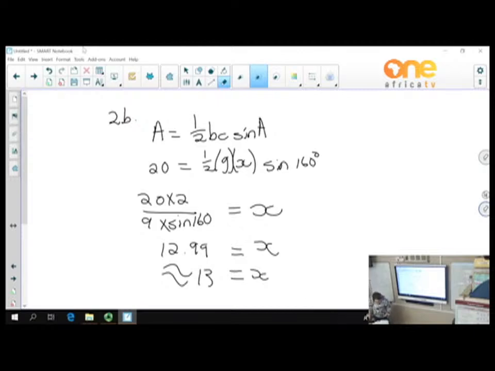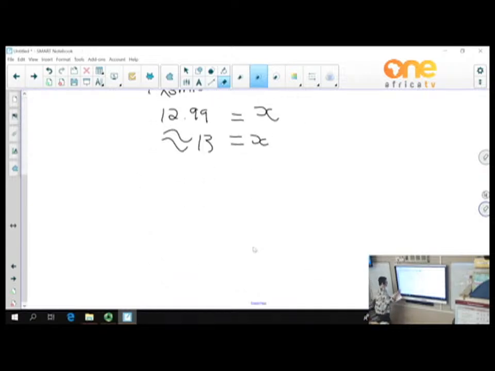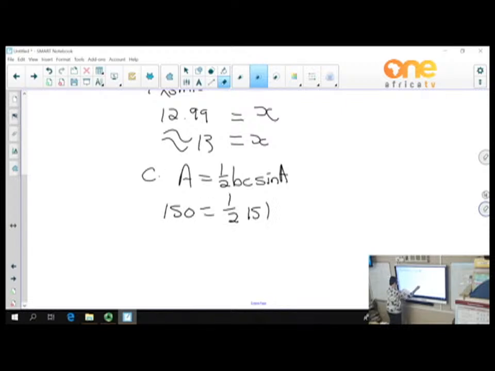Okay, then you can quickly do number C and D. So the next one is now number C. The area is half BC sine A. The more you repeat it, the better you remember it. So 150 is equal to a half of 15 times x times sine 60 degrees. Again, you want that side. So what is x? Opposite operations: 150 times 2, divided by 15 times sine 60.